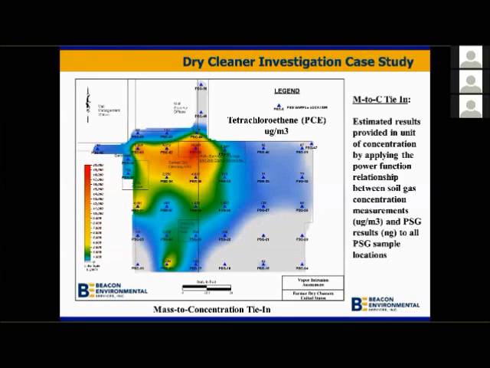So what we see here is that the data set provides an example of the spatial variability of soil gas concentrations that are routinely found, which highlights the challenge of collecting a single soil gas and indoor air sample to establish an attenuation factor.